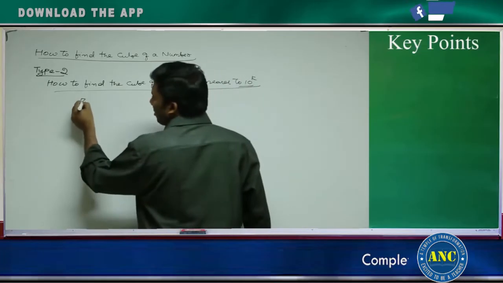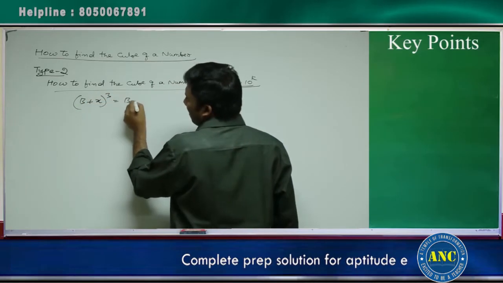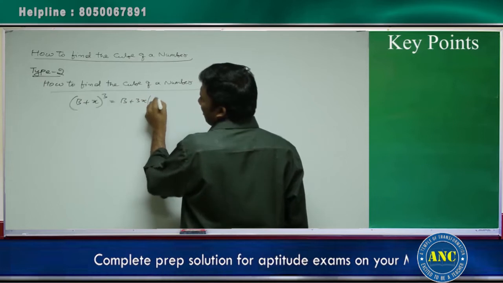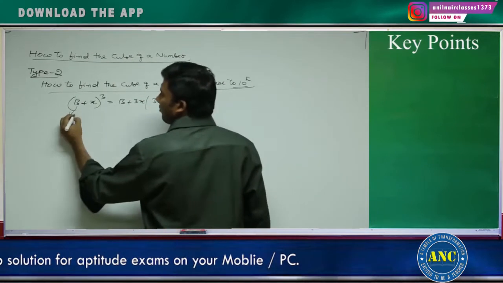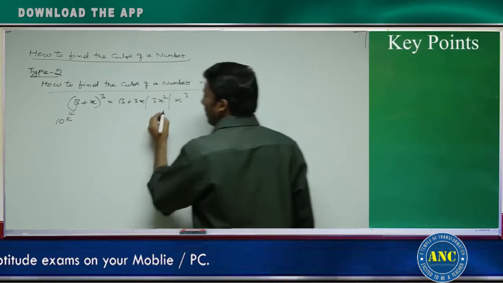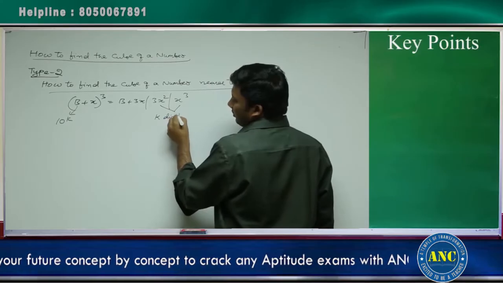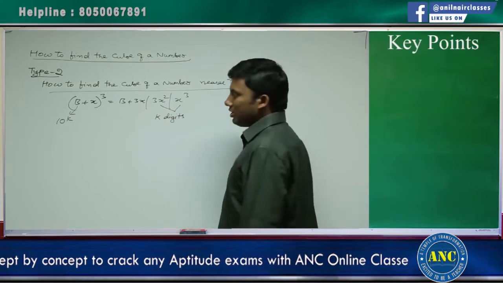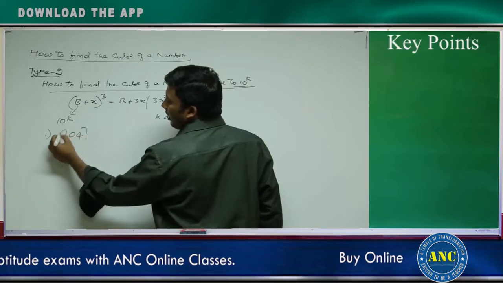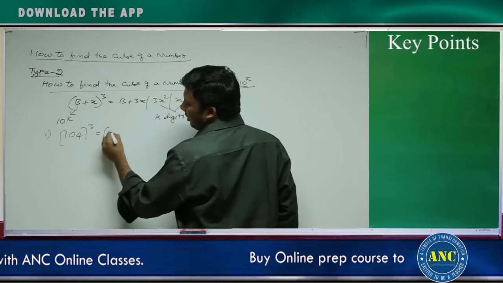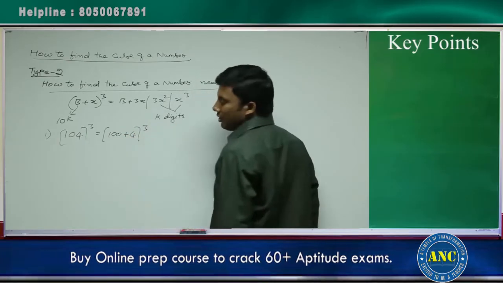First we will write the notation b plus x whole cube equivalent to b plus 3x slash 3x square slash x cube. b is of the form 10 power k. Last two places should have k digits. Suppose first example, 104 whole cube. This is nothing but 100 plus 4 whole cube. b is 100, x is 4.